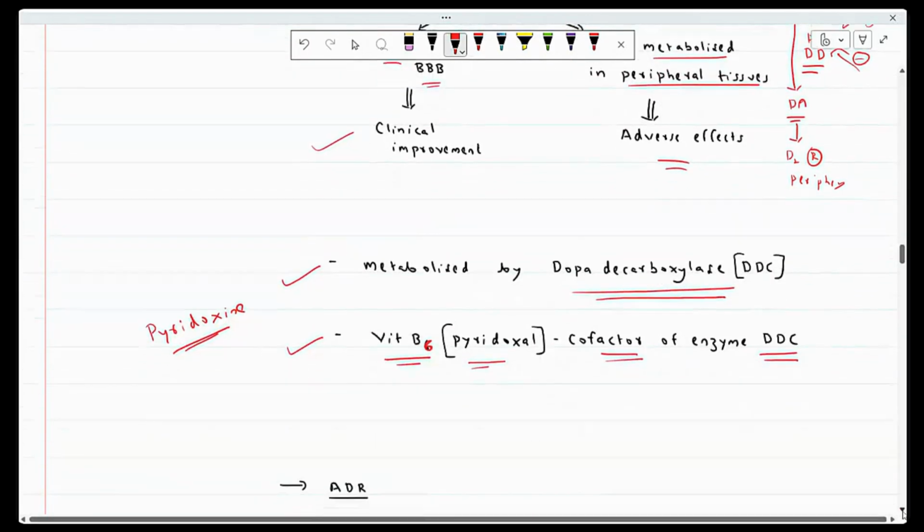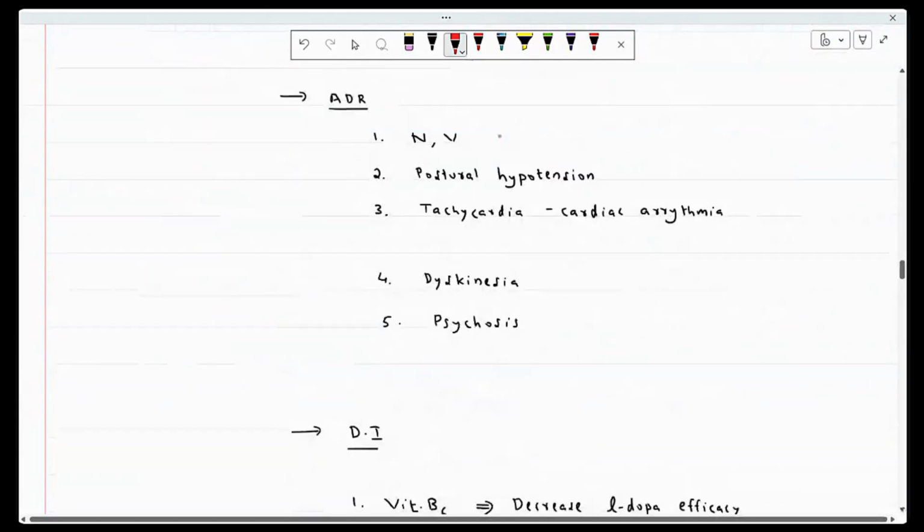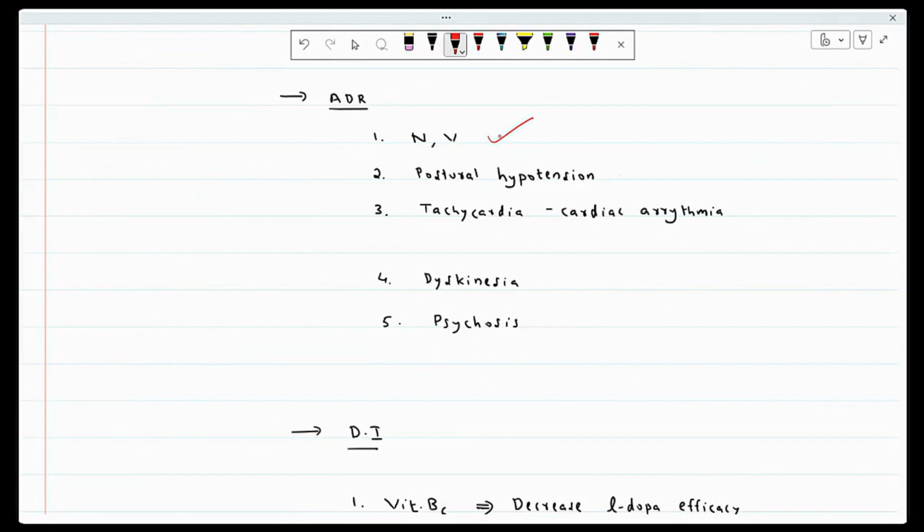Hope it is clear. Now moving to the adverse effects. As I told you, levodopa can stimulate the chemoreceptor trigger zone, so nausea and vomiting can happen. It can stimulate the dopamine receptor, which can cause vasodilation. If vasodilation happens, what will be the problem? Yes, postural hypotension. It can stimulate the beta-1 receptor, so as I already told, tachycardia, heart rate can increase, and that can create cardiac arrhythmia. Apart from that, the movement will be difficult. Dyskinesia is also an adverse effect of levodopa, painful movement, or involuntary movements can happen.